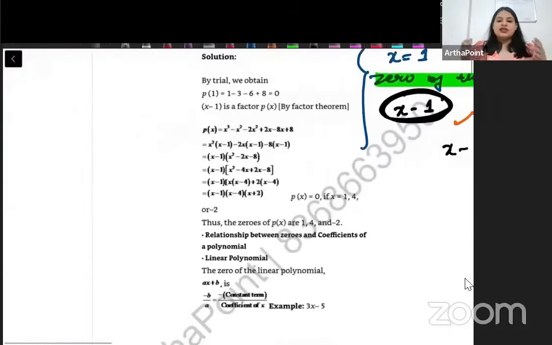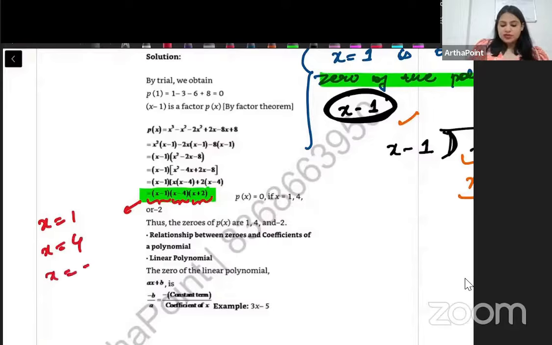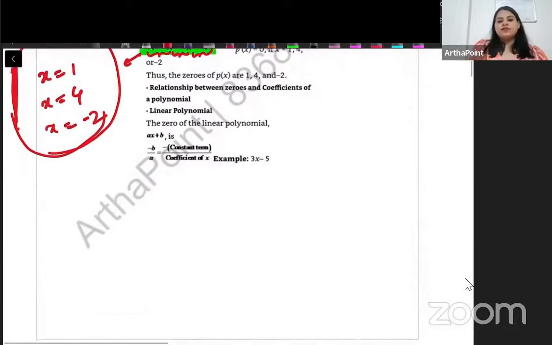So the full factors that we have found of this equation are x minus 1, x minus 4 and x plus 2. For each of them, if I want to make x minus 1 zero, then what should be the value of x? 1. If I want to make x minus 4 zero, what should be x? 4. If I want to make x plus 2 zero, what should be x? Minus 2. So these become the zeros of the polynomial. These are called the zeros of the polynomial. Is this clear? Okay. So beta, this is the next thing that we have learned. Zeros of the polynomial. Now let us talk further.